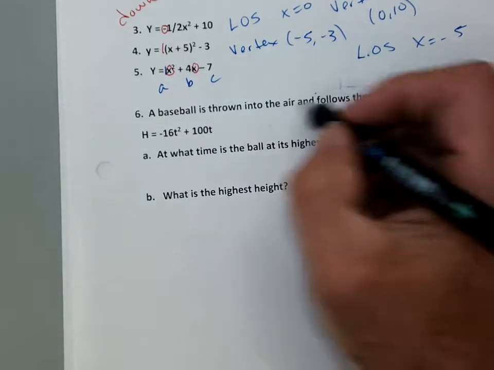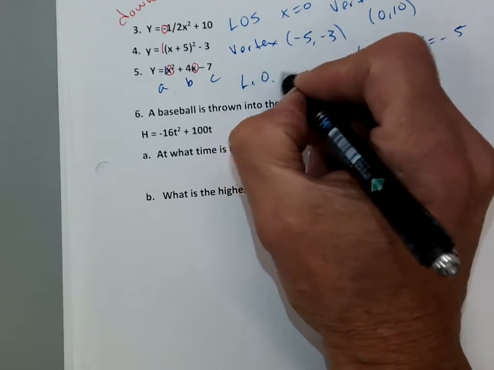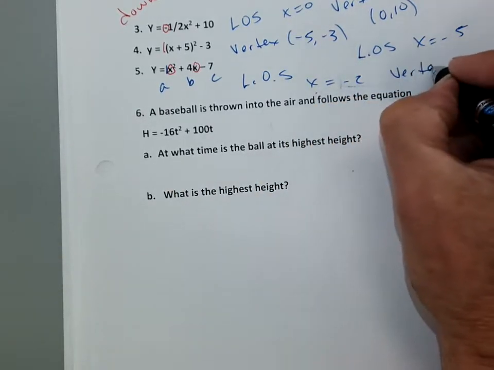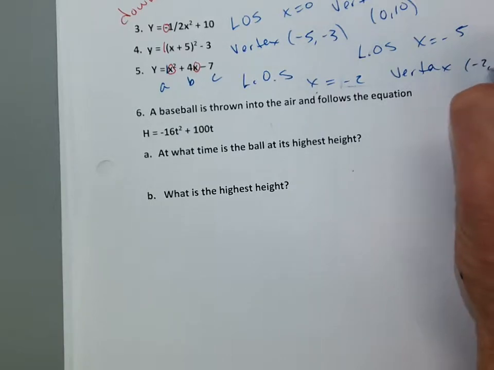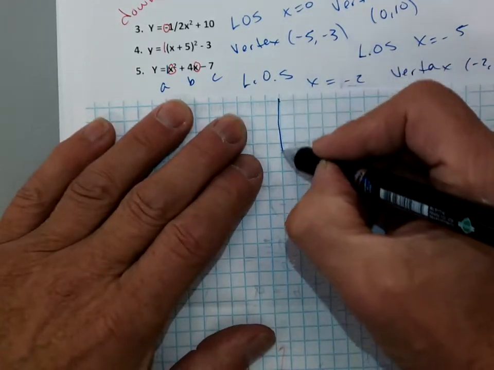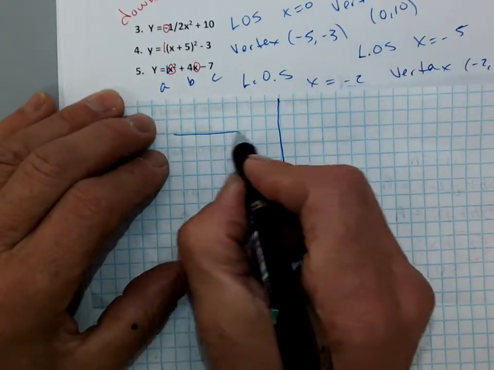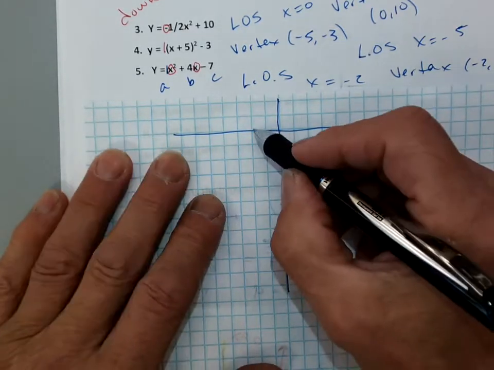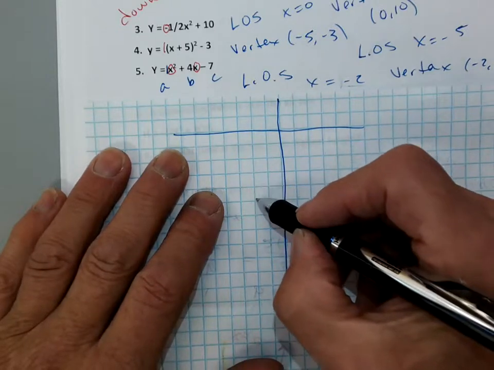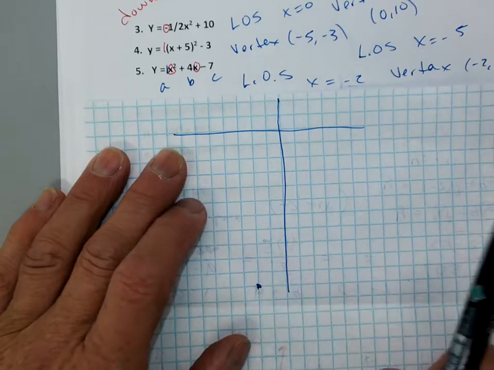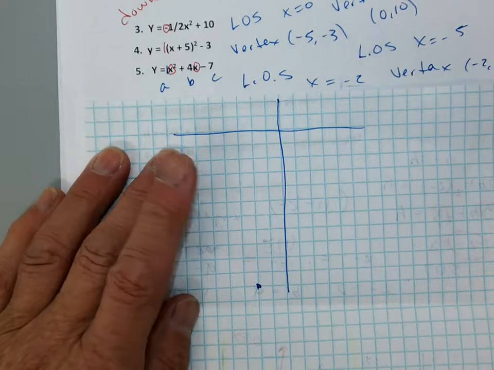So I know my LOS, my line of symmetry, was x equals negative 2, and my vertex was at negative 2, negative 11, okay? So if I take my graph paper, I'm going to go ahead and try and graph that. And I'm going to go to negative 2, 1, 2, 3, 4, 5, 6, 7, 8, 9, 10, 11. Okay, there's my vertex.